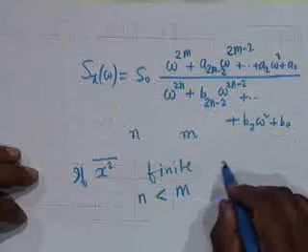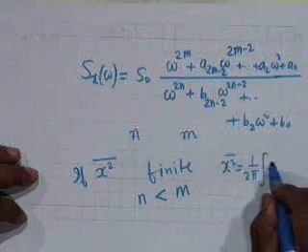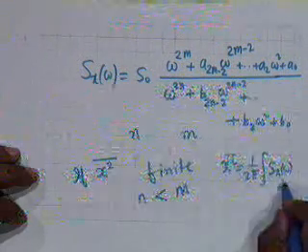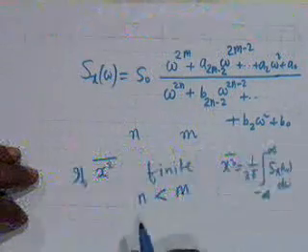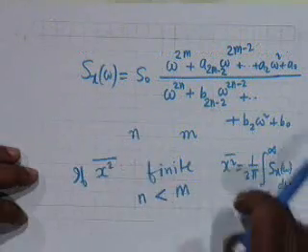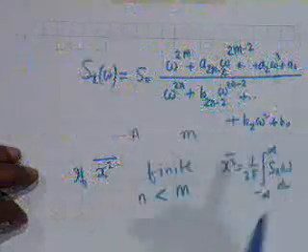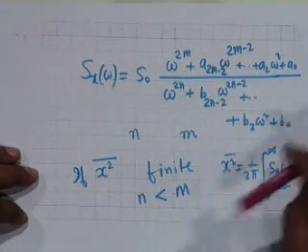Why is it so? Because x squared bar is 1 over 2 pi integral Sx of omega d omega, from minus infinity to plus infinity. Now, if Sx of omega is a constant, then what does x squared bar become? It becomes infinite. N should be greater than, I beg your pardon, N should be greater than m, strictly. It cannot be equal to m either, all right.